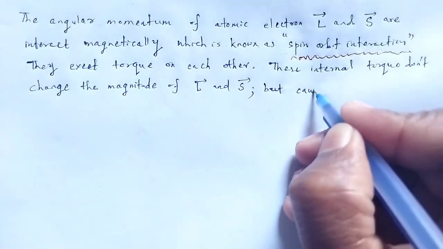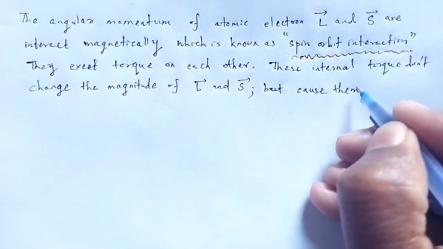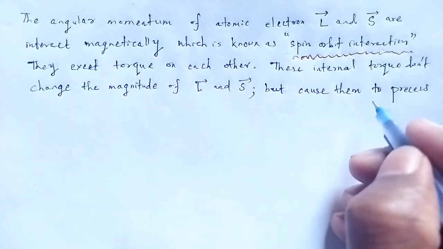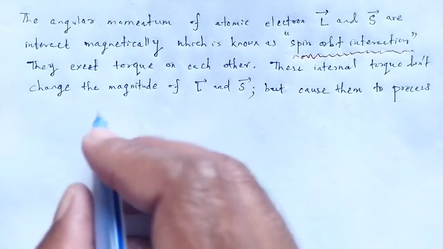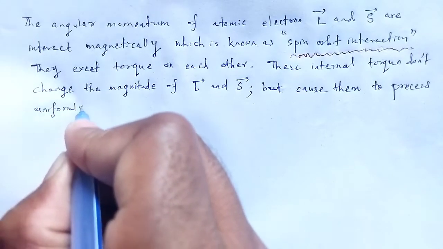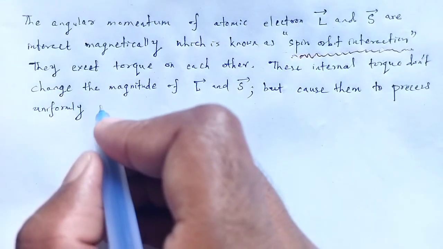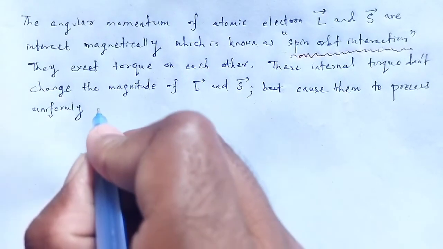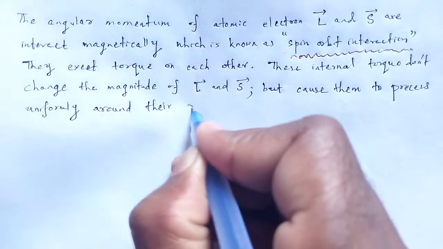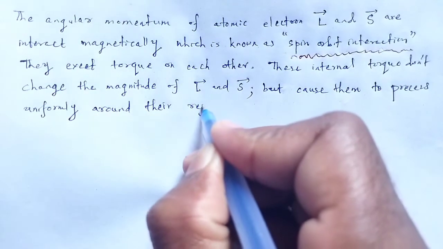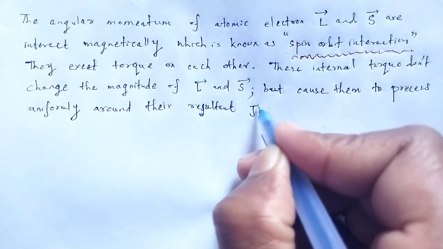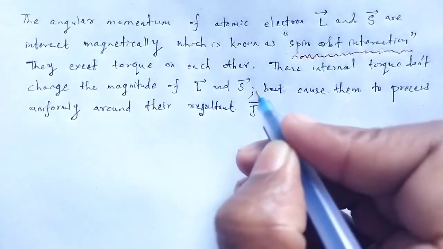It causes them to precess, meaning to rotate, uniformly around their resultant J vector.